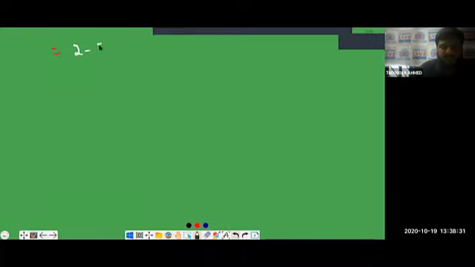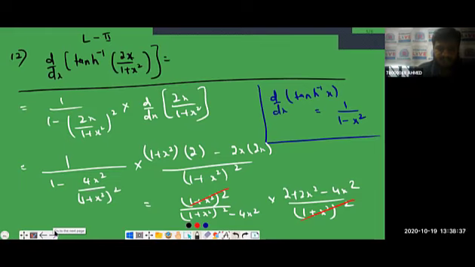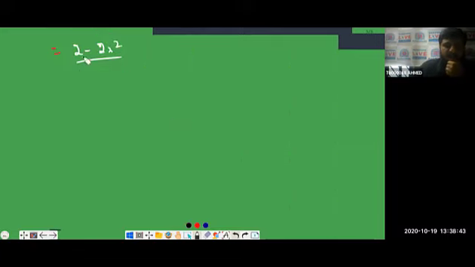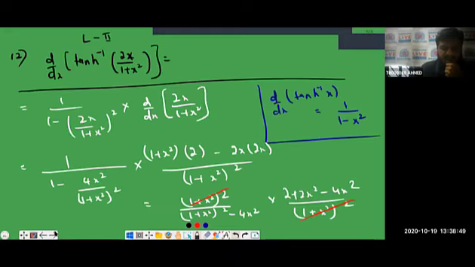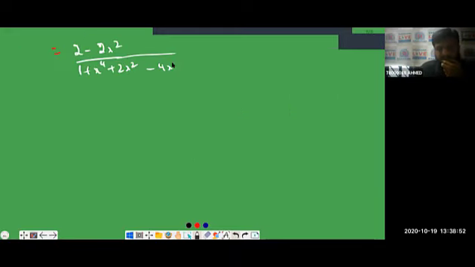2 minus 2x square divided by, you can expand the denominator, 1 plus x power 4 plus 2x square, minus 4x square. So this is your final answer. You can take 2 common: 2 into 1 minus x square divided by 1 plus x power 4 minus 2x square. Clear? So this is the answer.